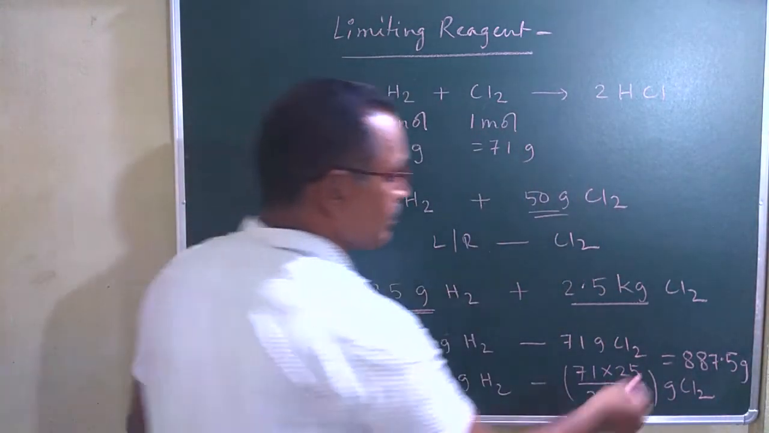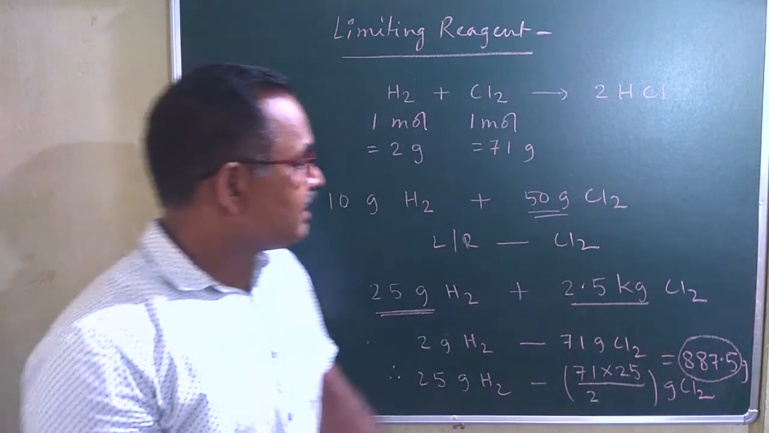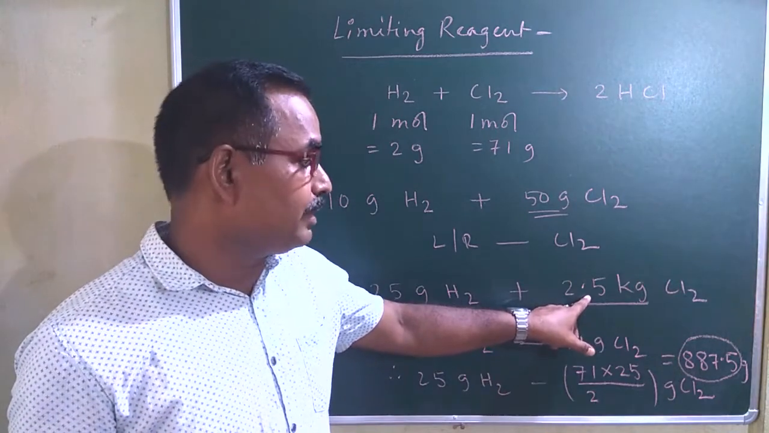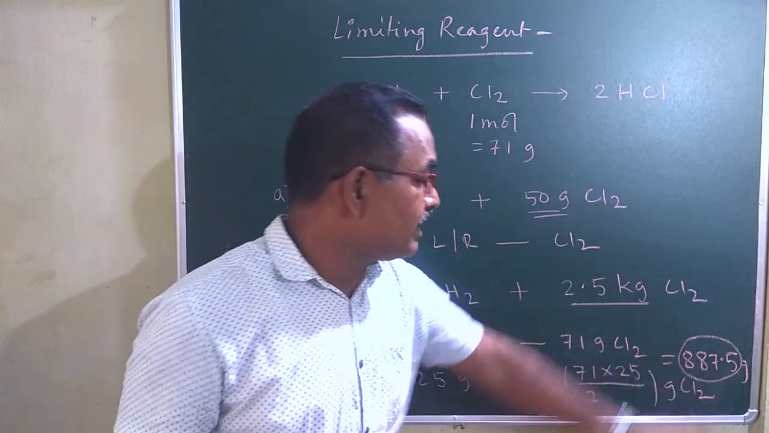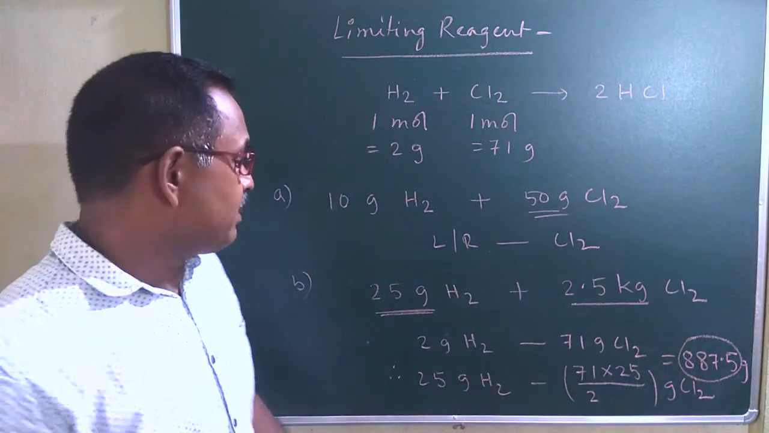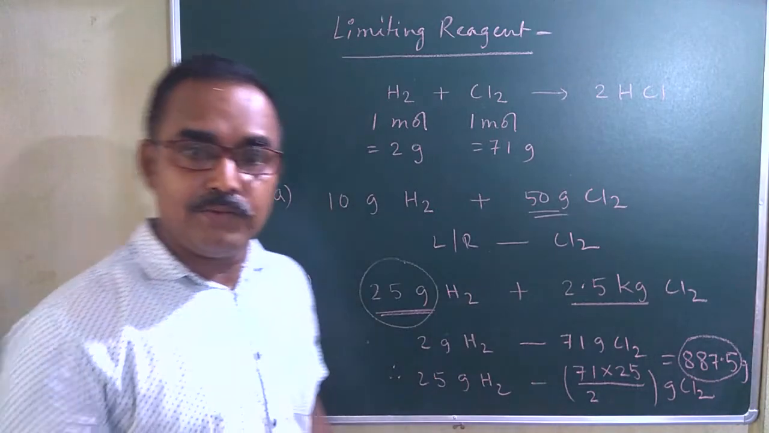So actually we need this much gram of chlorine, but there is excess of chlorine because it is 2500 gram. We need only 887.5 gram. So in this case, limiting reagent will be hydrogen.